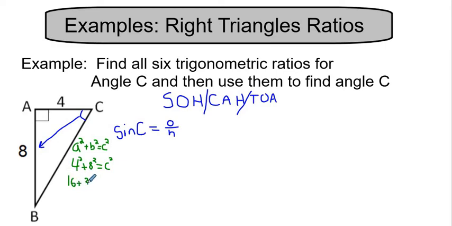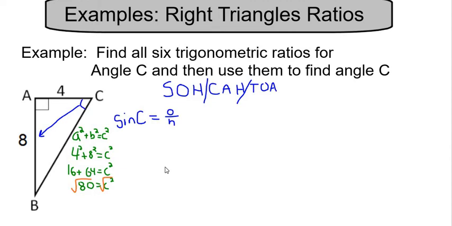Plus 64, sorry about that. So 16 plus 64 is equal to c squared. And of course, 16 plus 64 is 80. And then to finish this problem off, we take the square root. Now, in trigonometry, we don't take a negative square root at this point. There is actually a place for that. It's just not with right angle trig because we don't have a point of reference for that.